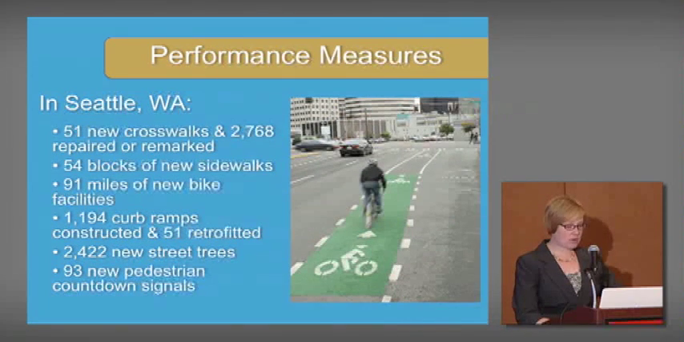We see in Seattle, Washington, that they really track a lot of different features. They're tracking the number of crosswalks that they've put in, the number of new sidewalks and bike facilities, curb ramps, street trees. They really are getting down and counting everything that's happening on their street.